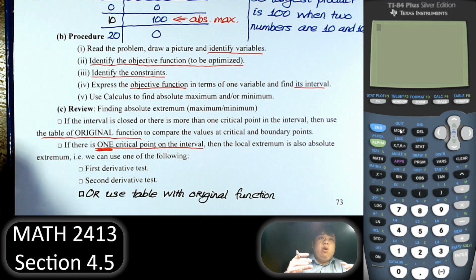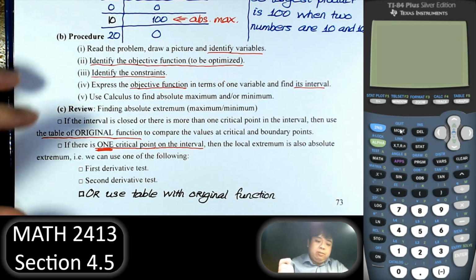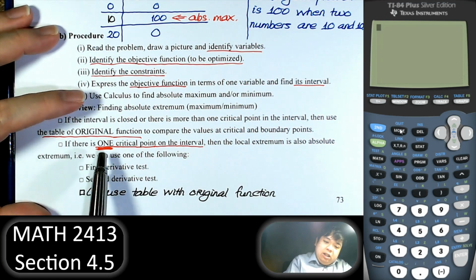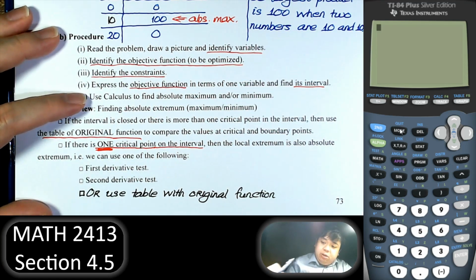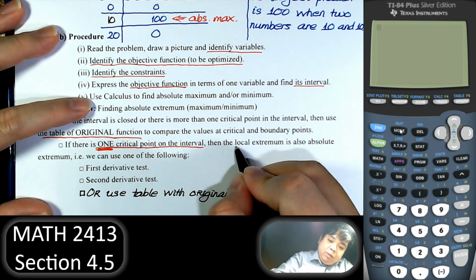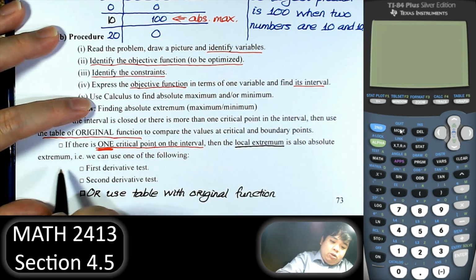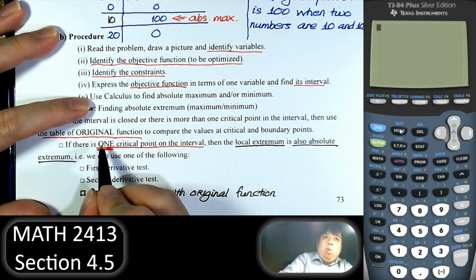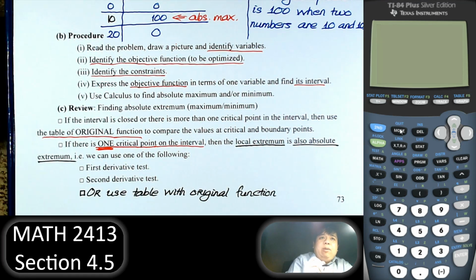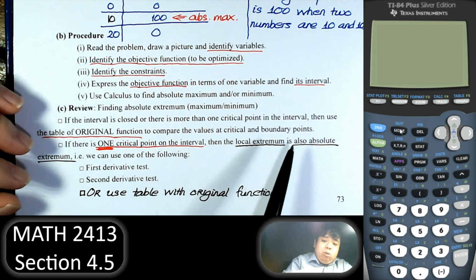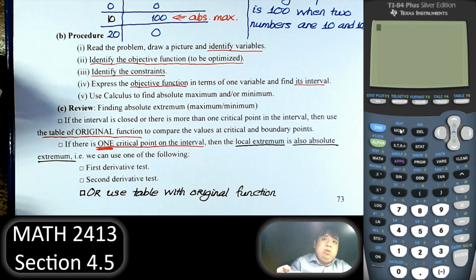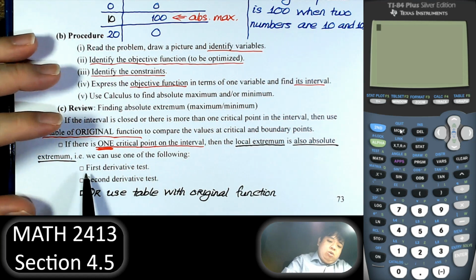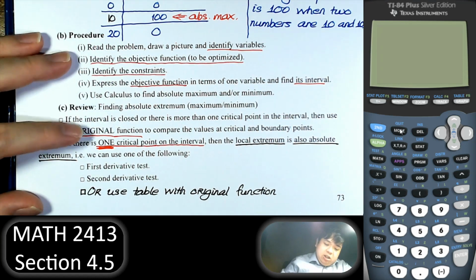If it's not a closed interval, we have to find the limit on the boundary. Now, if there's one critical point, we can use the theorem that says a local extremum is also an absolute extremum, but that has to be one critical point. Now, if we know the local extremum is also an absolute extremum, all we need to do is use the first derivative test, meaning the sign chart.